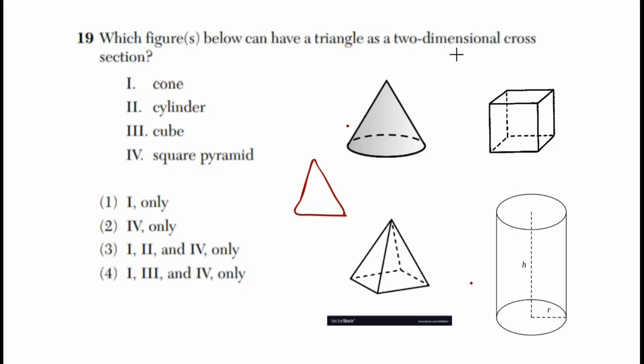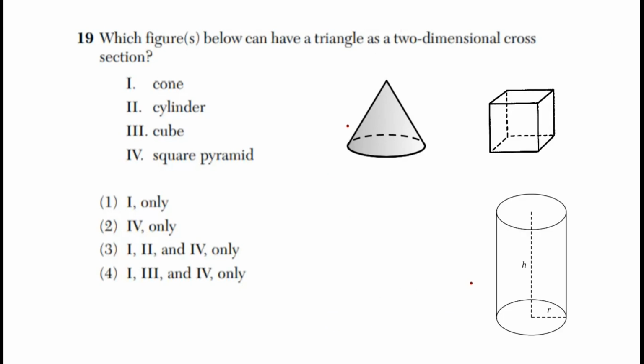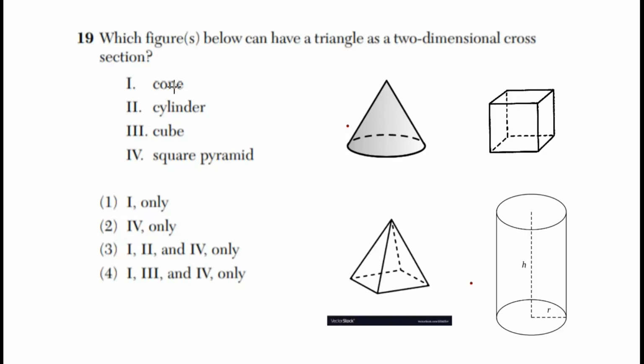That would be a two-dimensional cross-section that is a triangle if we cut straight down on a cone. All right, so that's, boom, right there. We're done with that. We know that a cone is one that has a triangle as a two-dimensional cross-section. So we know it can't be just 2, because we know 1 has to be an answer. All right, so let's go to a cylinder.